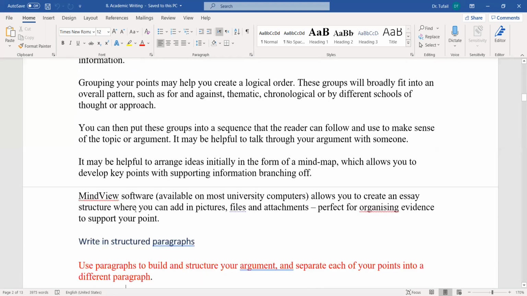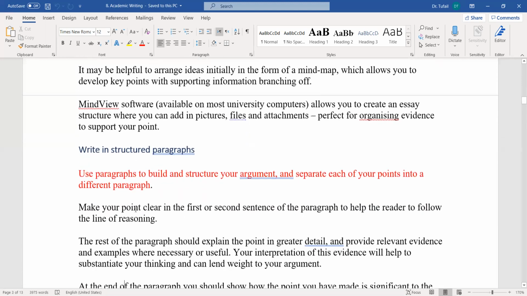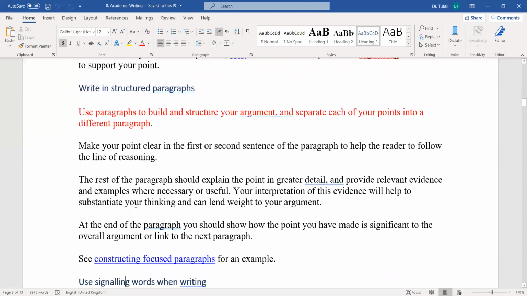And they should be logically ordered, and there must be a structured paragraph. What we mean by a structured paragraph is that each point should be dealt with in a different paragraph. Mixing up different ideas in one paragraph will not suffice. Each paragraph needs one controlling idea, and each idea should be completely developed in one paragraph.